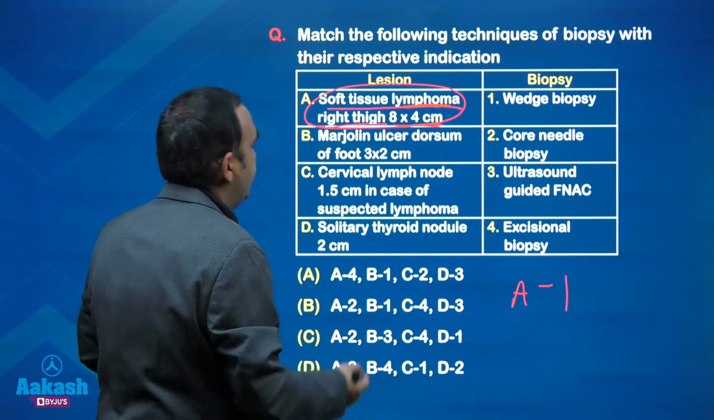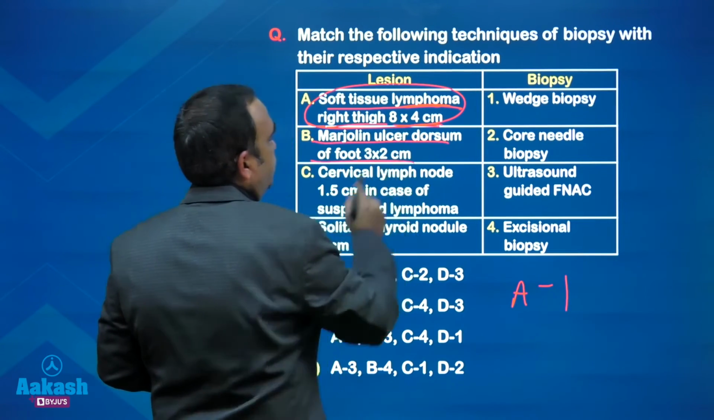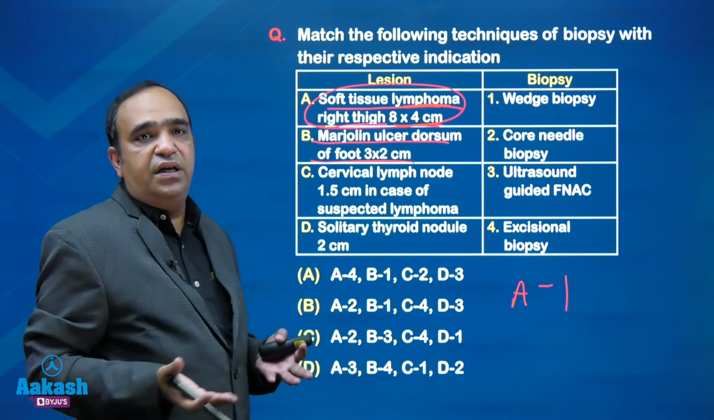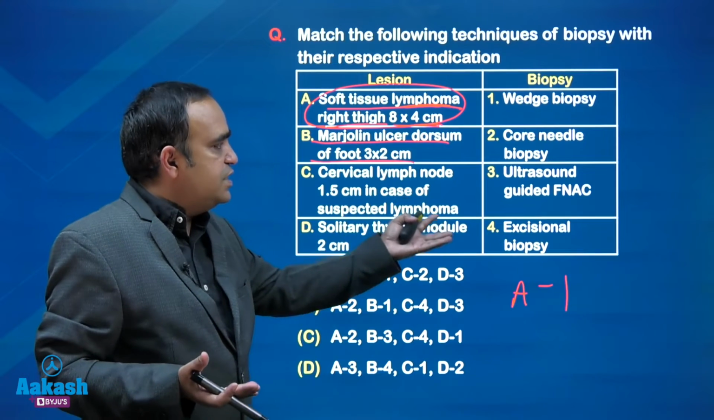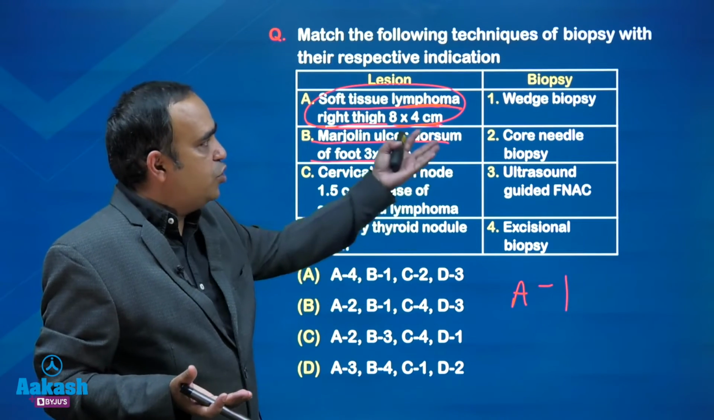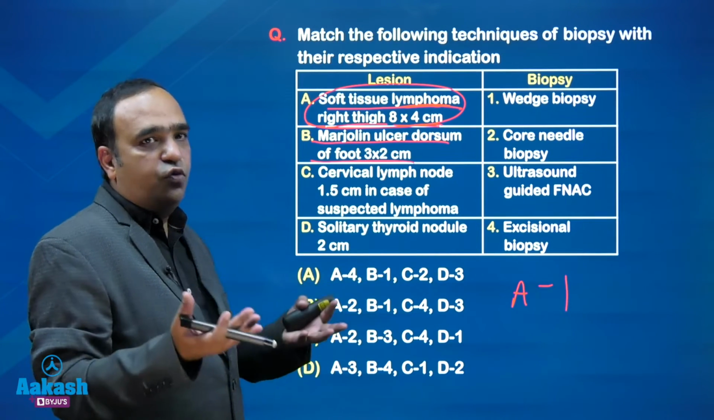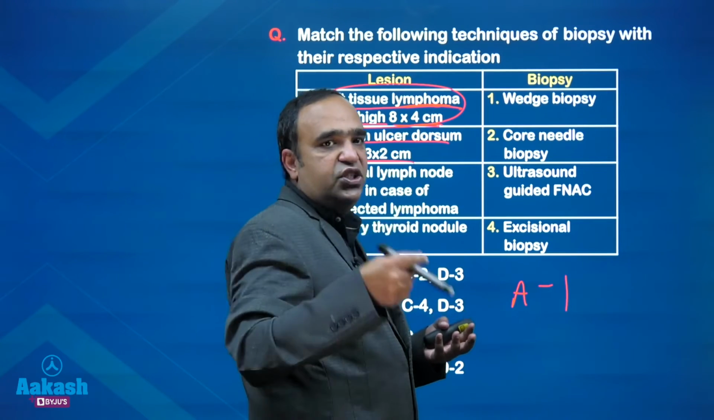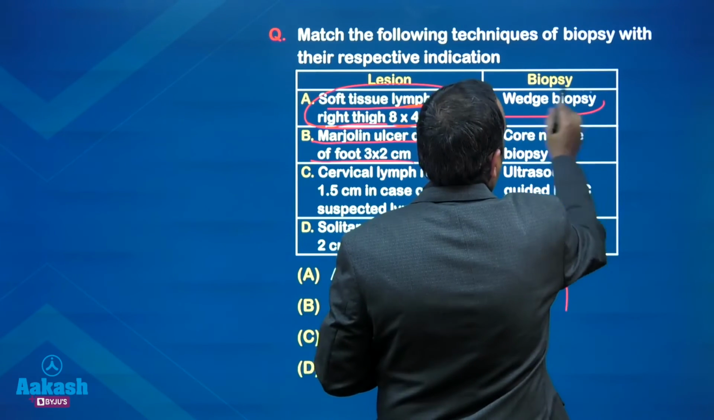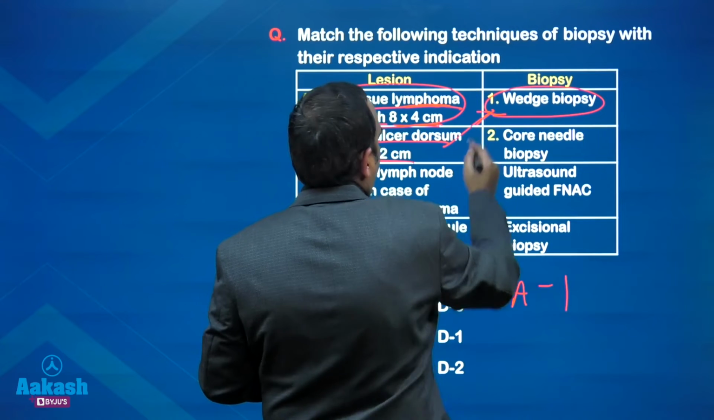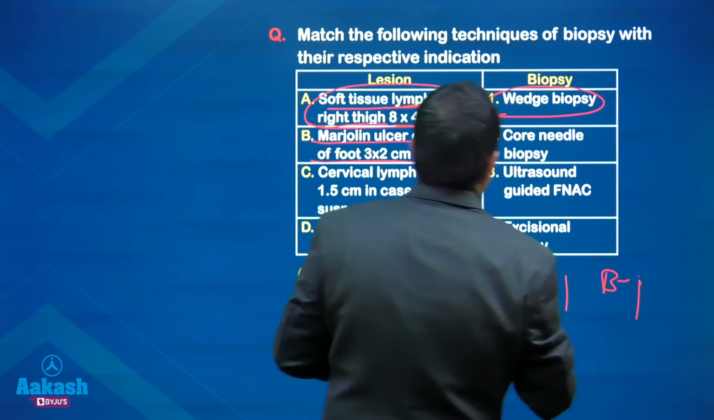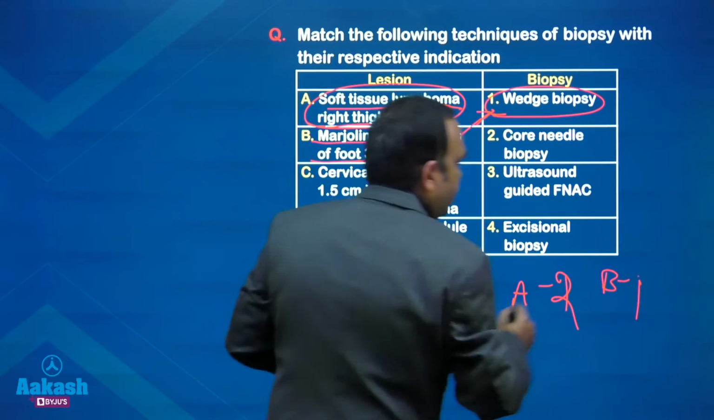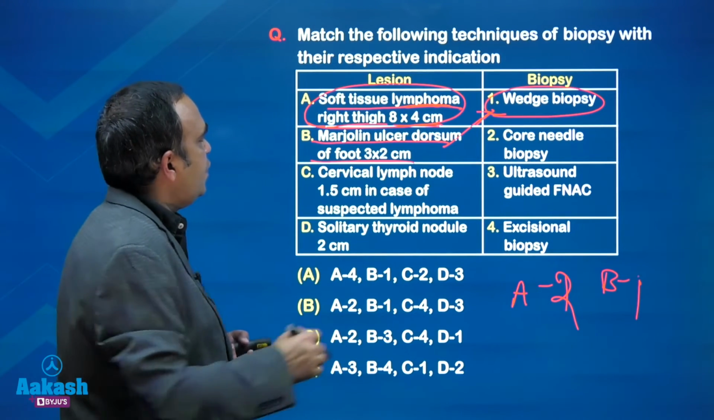Second, Marjolin ulcer on the dorsum of the foot. It's an ulcer, so there is already a wound, right? So for a wound, FNAC is not needed, excisional biopsy is not needed, core needle biopsy is not needed. It's a wound, so the best is to take a sample of tissue from the edge. So wedge biopsy. This is straightforward, right? So B is choice 1. A was choice 2, B is choice 1.